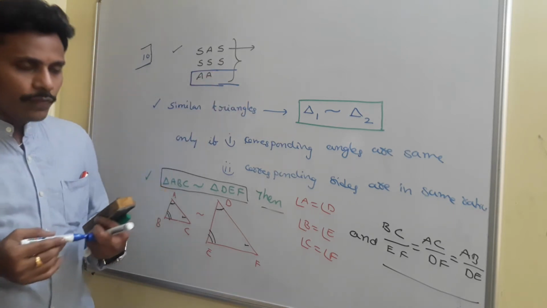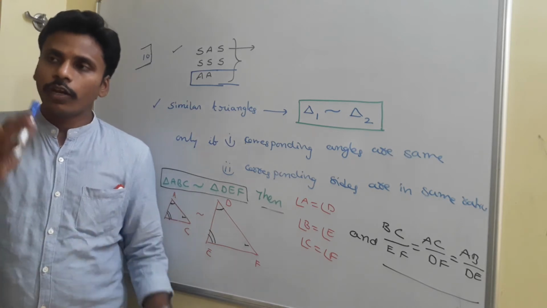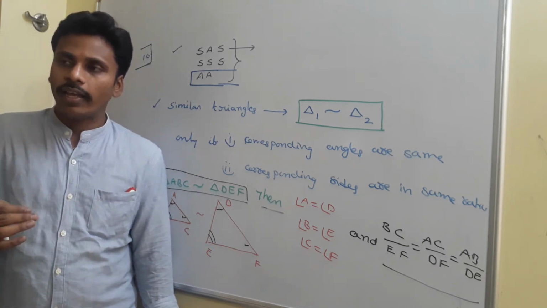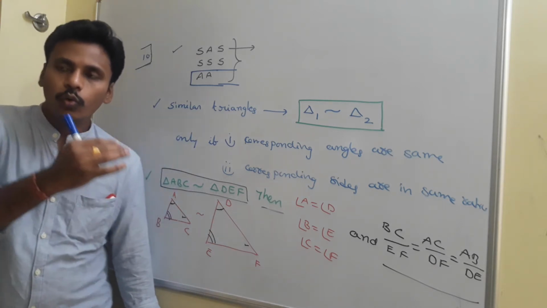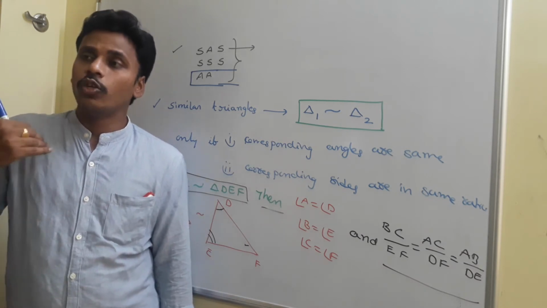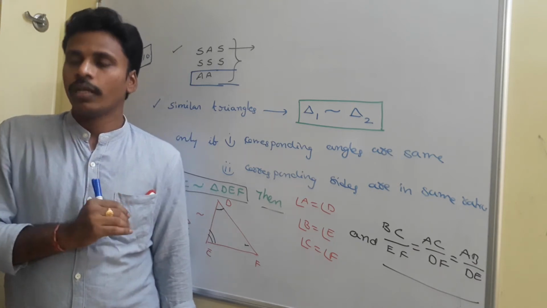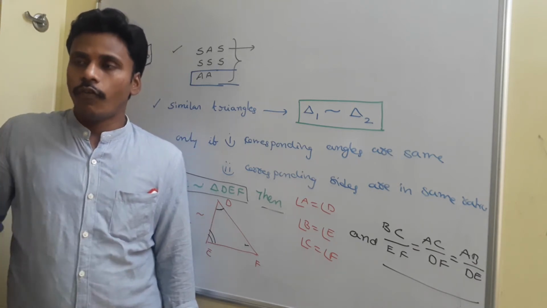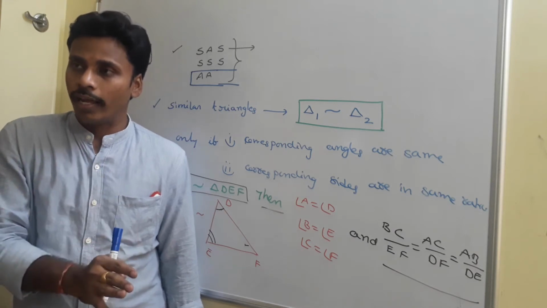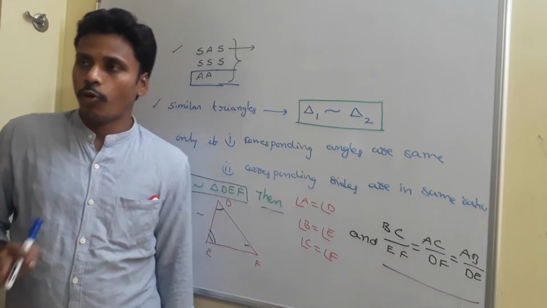Suppose I give you 2 triangles, triangle 1 and triangle 2. On observation, if 2 angles of triangle 1 are equal to the 2 angles of triangle 2, then there is no need to check anything else. Directly you can say that triangle 1 is similar to triangle 2. And once it is confirmed, you can use the sides ratio as equal for the further problem.